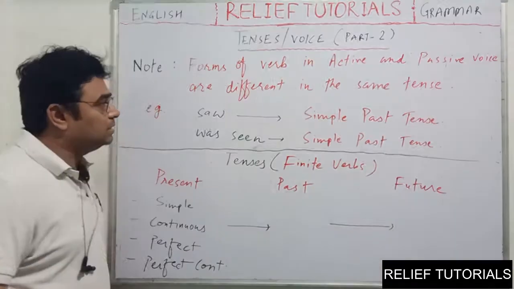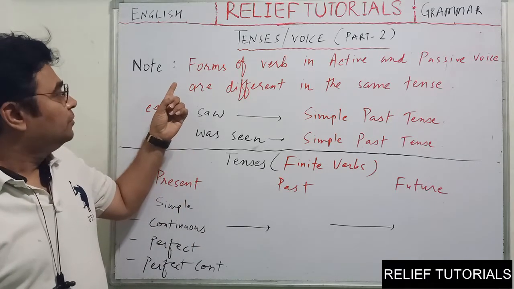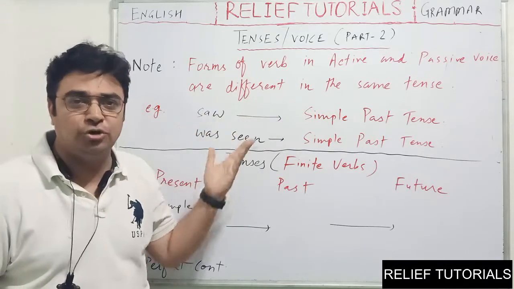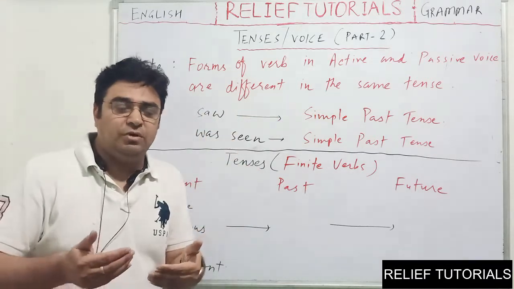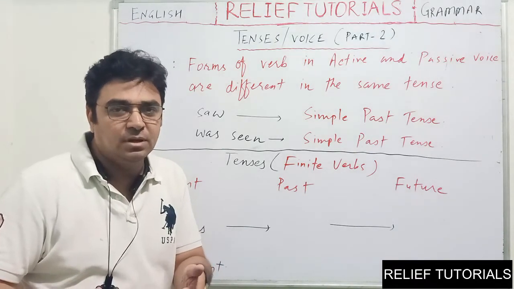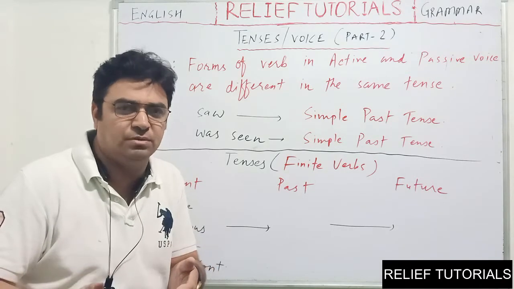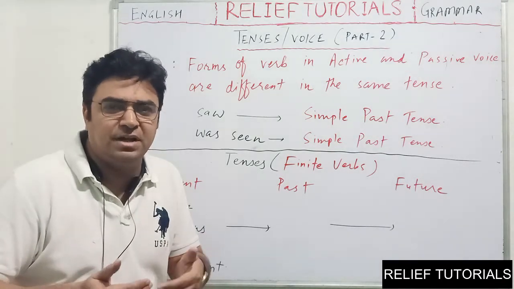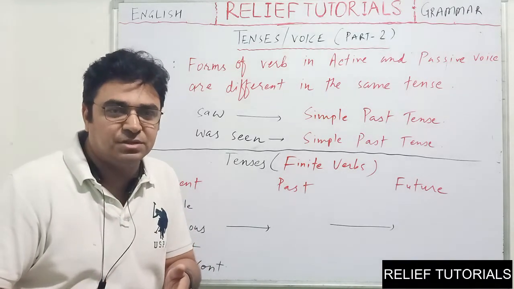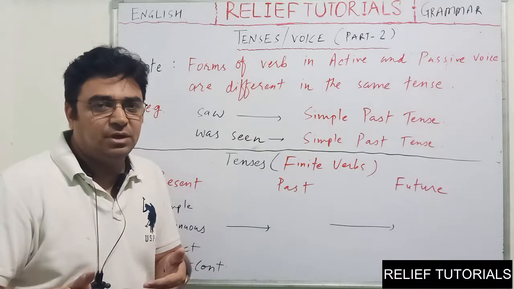So friends, a very important note to be noted. Forms of verb in active and passive voice are different in the same tense, as I told you. When you form active voice or passive voice, the sentence gives you the same meaning. The action is performed at the same time in the same situation. No difference regarding the meaning itself. But still, in these two types of sentences, the form of verbs are actually different in the same tense.